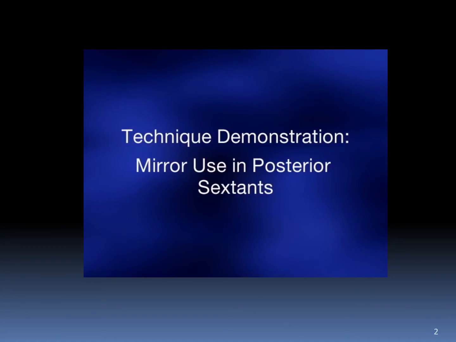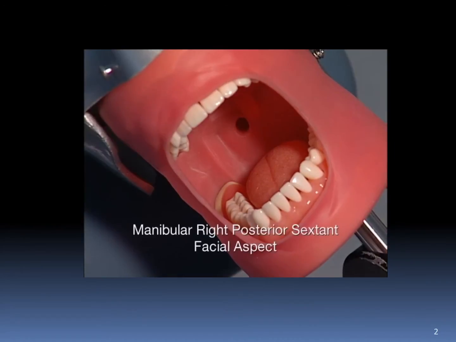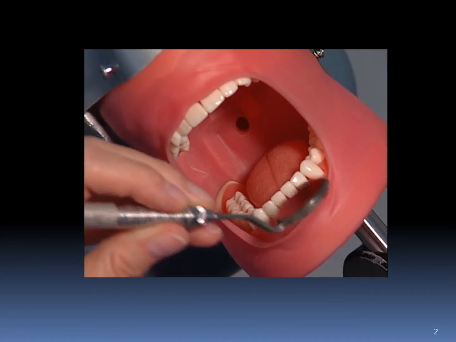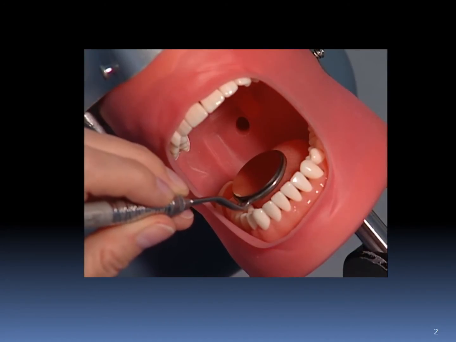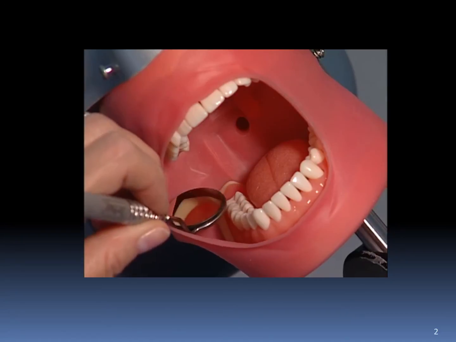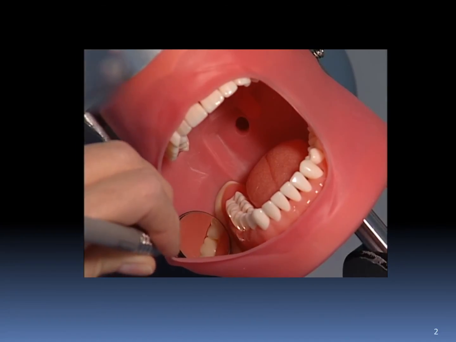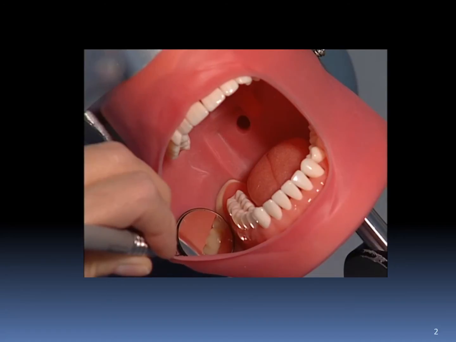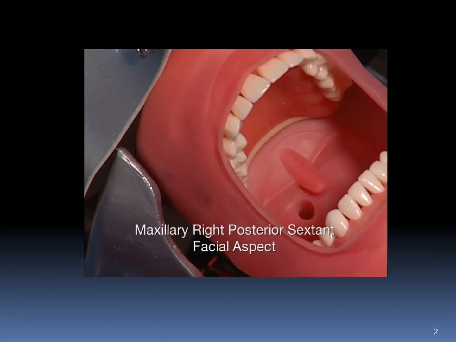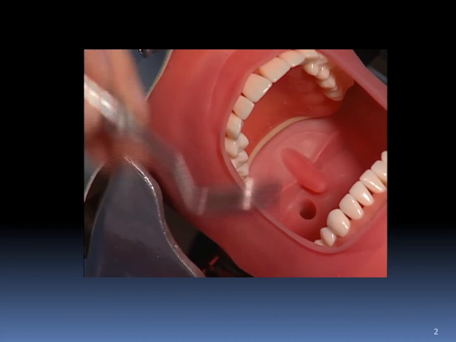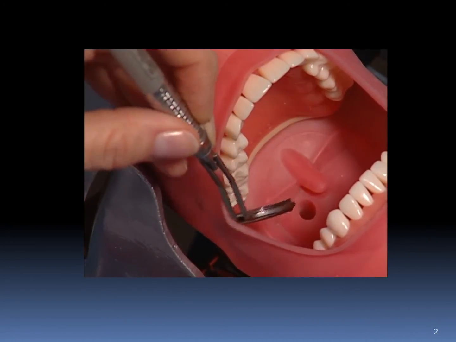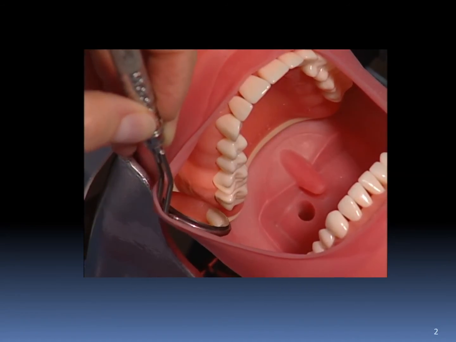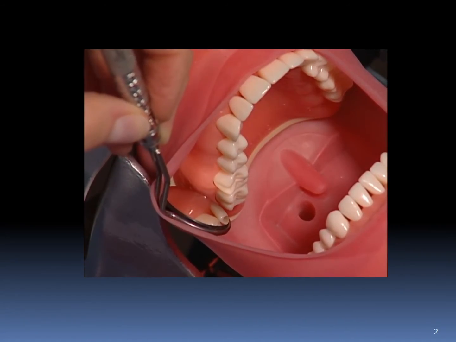Technique demonstration: mirror use in posterior sextants. Mandibular right posterior sextant, facial aspect. Retract the buccal mucosa. Use the mirror for indirect vision, particularly to view the distal surfaces of the teeth. Maxillary right posterior sextant, facial aspect. Retract the buccal mucosa up and away from the teeth. Use the mirror for indirect vision, particularly to view the distal surfaces of the teeth.